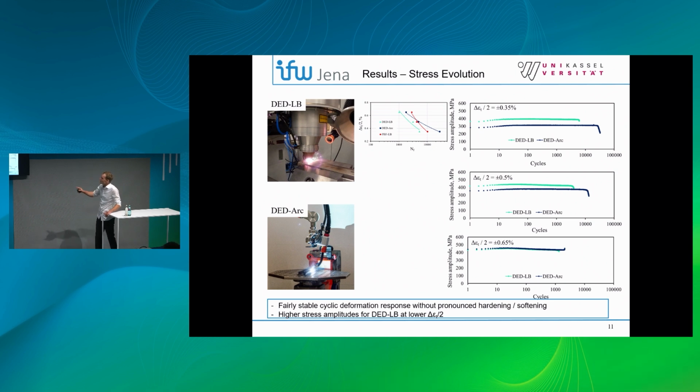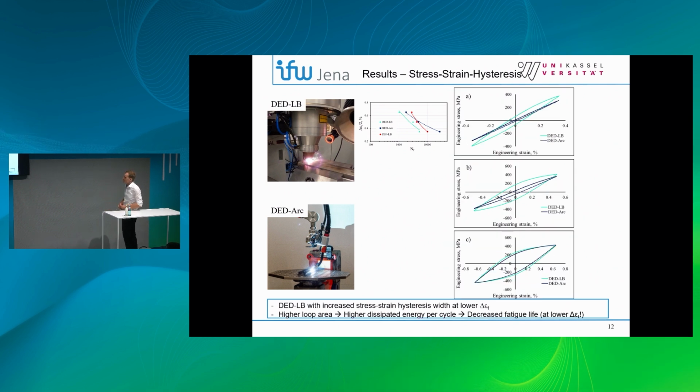And we see that especially at the lower strain amplitudes, the DAD LB material, according to the monotonic strength, shows higher cyclic stress amplitudes compared to the DAD arc material. Then at the higher strain amplitudes where the fatigue lives are converging, we see an almost similar stress level during cycling.